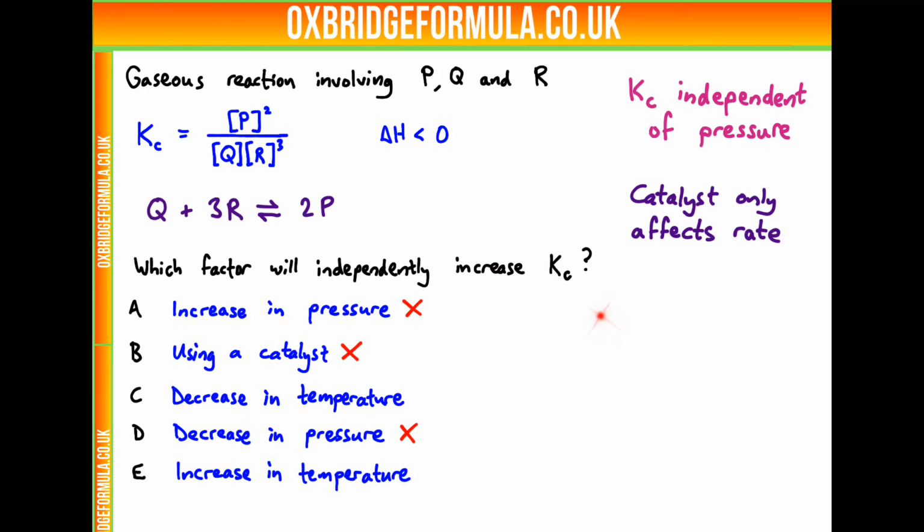And so again, another rule that we should remember from our studies is that for exothermic reactions, decreasing the temperature has the effect of increasing Kc. So we can see from applying the rules that we've learnt in our studies that C is the correct answer, that decreasing the temperature will increase Kc. So this is our final answer. So that's C.